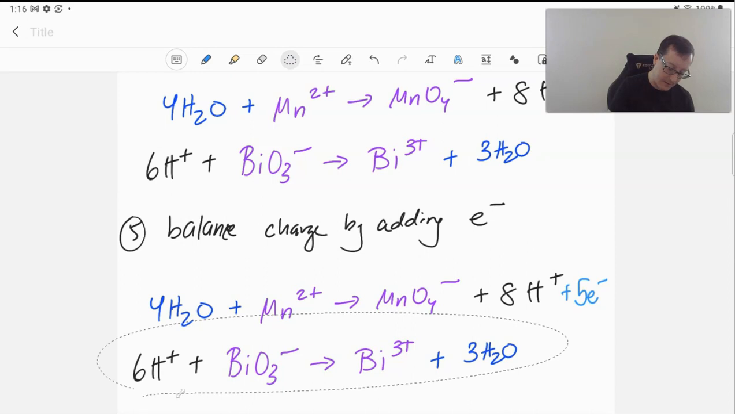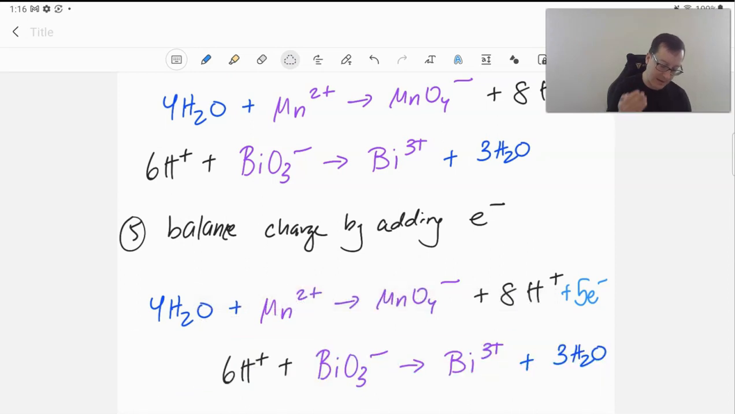And lo and behold, with this one as well, we have +5 on the left, +3 on the right. Therefore, we're going to need 2 electrons on the left to balance this out. And we will have our half reactions. Something to notice is that all of these have added to the opposite sides. That's a good thing. We want to see that, especially the electrons.